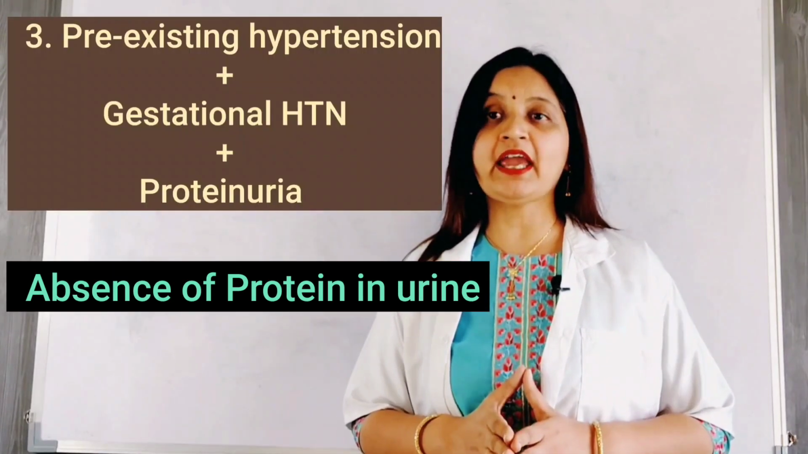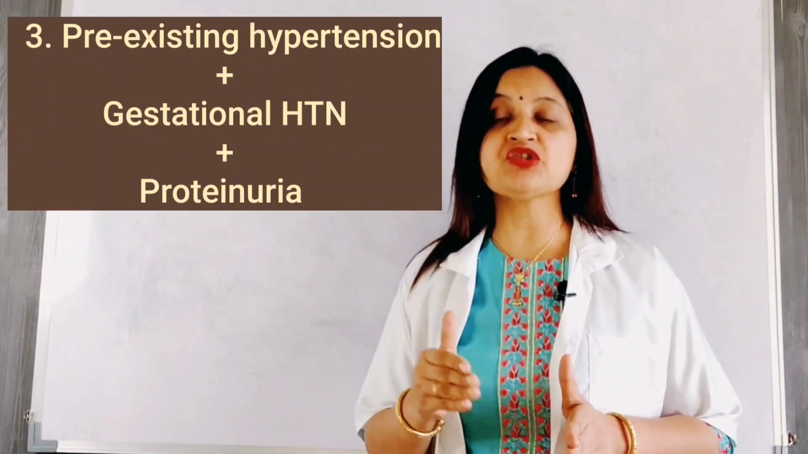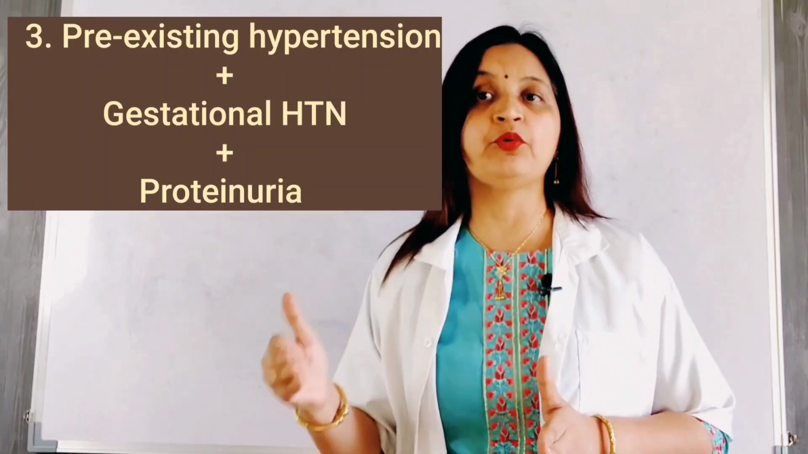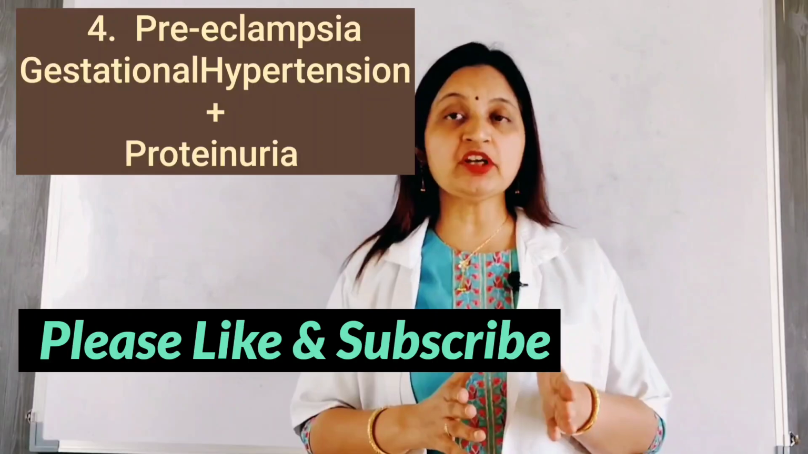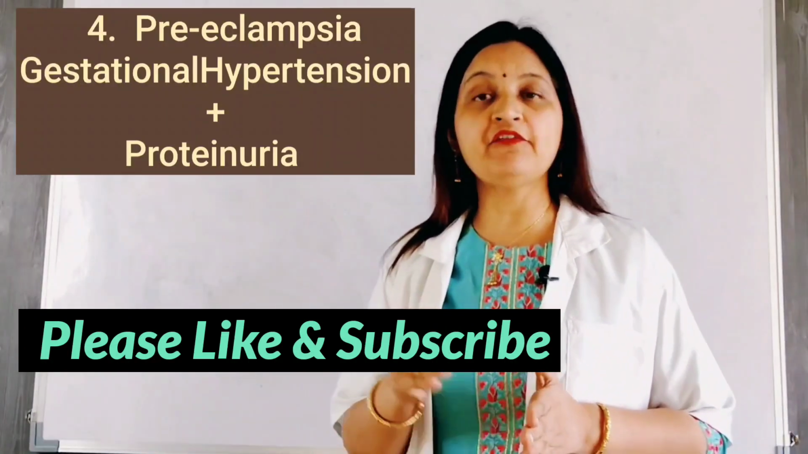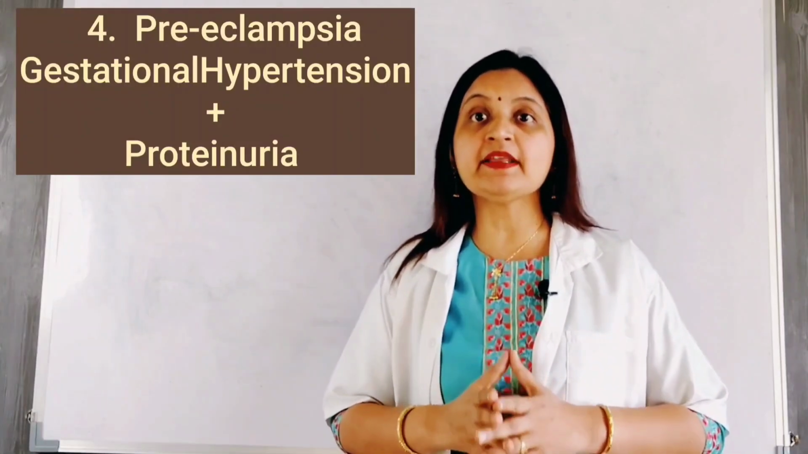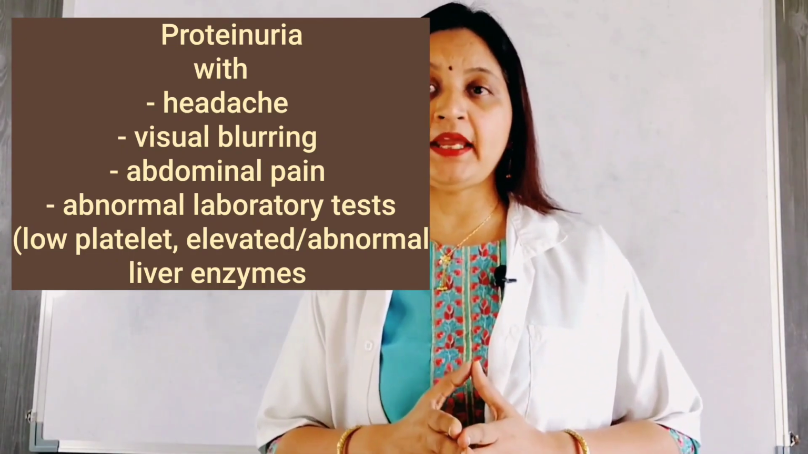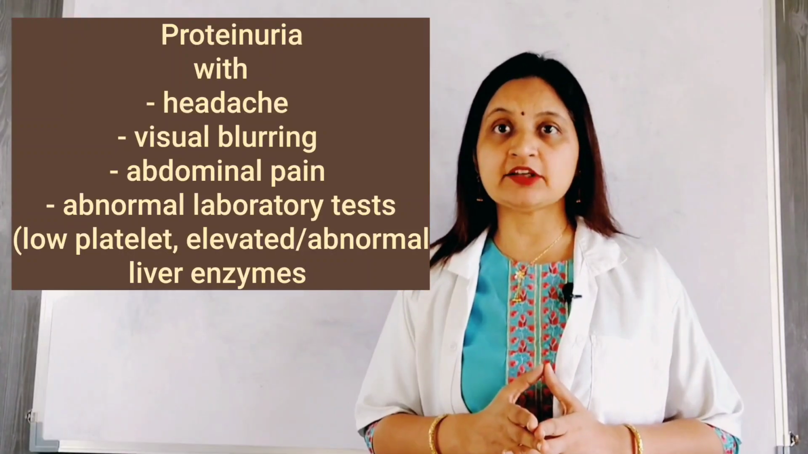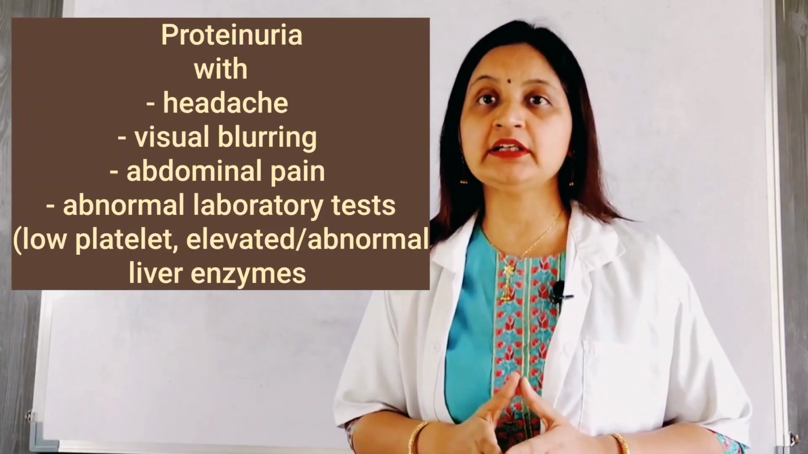The next category is pre-existing hypertension superimposed with gestational hypertension associated with proteinuria. The last category is preeclampsia. Here, gestational hypertension is associated with significant proteinuria. So, proteinuria may be a late manifestation in hypertensive pregnancies. However, the patient may present early with headache, visual blurring, abdominal pain and abnormal laboratory tests such as low platelet count or abnormal liver function test.